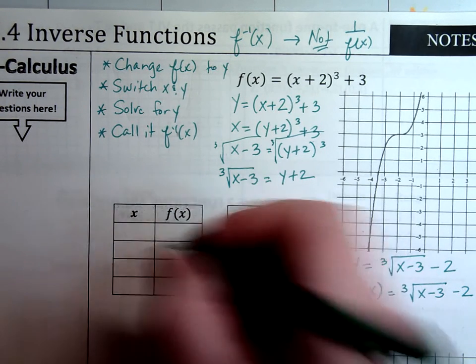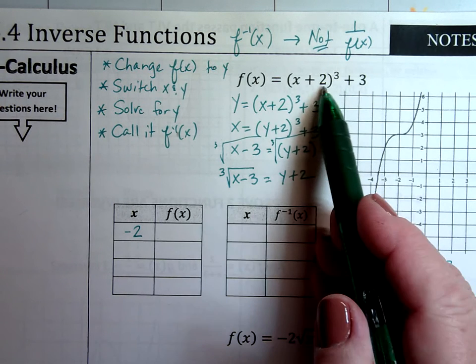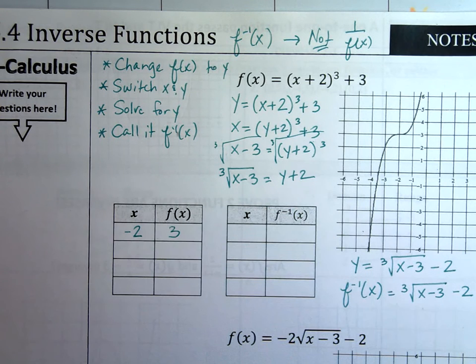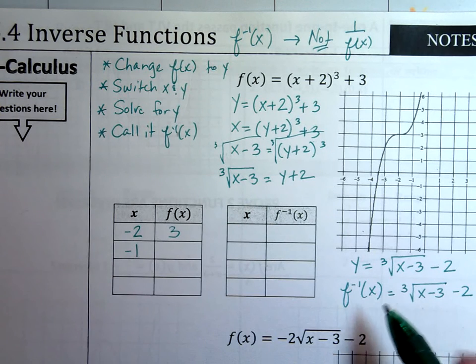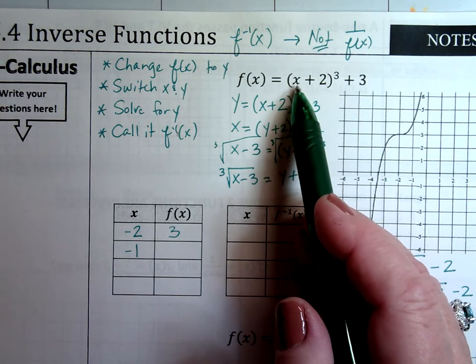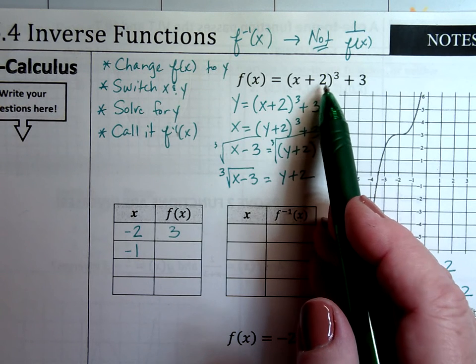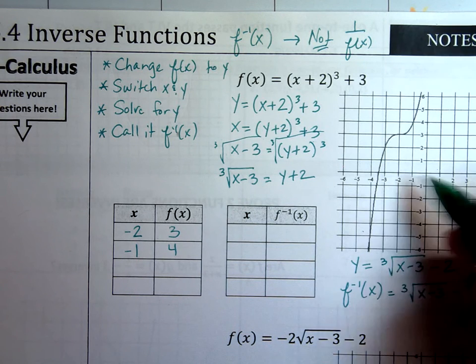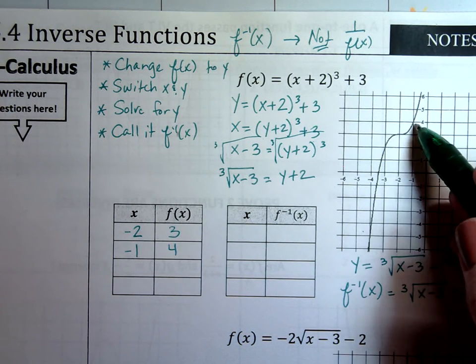What if x were negative 2? Negative 2 plus 2 is 0. 0 cubed is still 0, and 0 plus 3 is 3. What if I picked negative 1? In my original, negative 1 plus 2 is 1, 1 cubed is 1, and 1 plus 3 is 4. You can see from the picture here that it should kind of line up. Negative 2 is 3, negative 1 is 4.